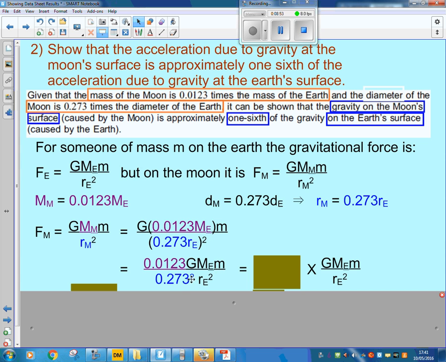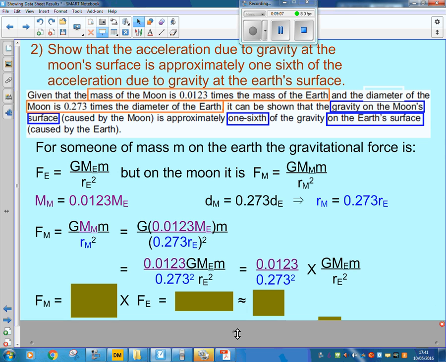Now let's have a look at this. You'll see that you've got your G M_E m over R_E squared there, and we're multiplying it by 0.0123 over 0.273 squared. Now this is the force that's exerted by the Earth. So that's a gravitational force exerted by the Earth for somebody on the surface of the Earth. So it's exactly the same. But on the Moon, it's going to be that times as much. So the force on the Moon is this times the force on the Earth.